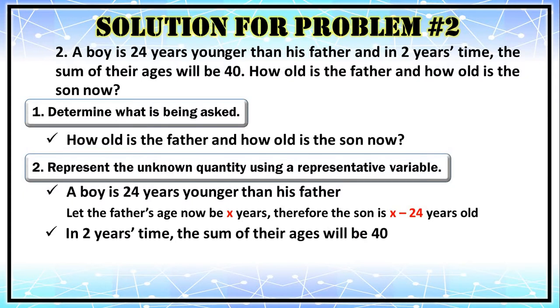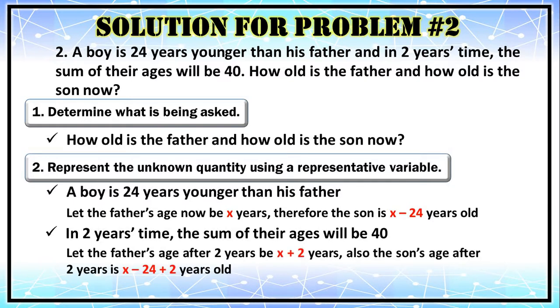The second unknown quantity, in 2 years' time, the sum of their ages will be 40. So in 2 years' time, after 2 years, we can just add 2 to their present ages. So the father's age becomes x plus 2, and the son's age becomes x minus 24 plus 2.